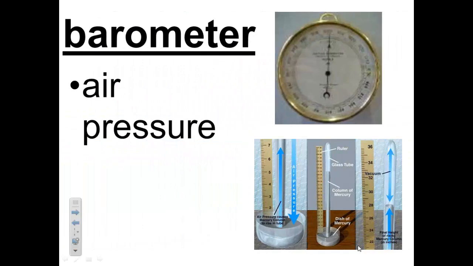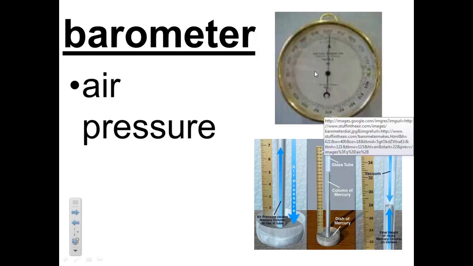A barometer shows air pressure. In some barometers, air pressure pushes mercury up a tube. The barometer here has a small sealed container connected to the dial. When air pressure squeezes on the container, it causes the dial of the barometer to move.